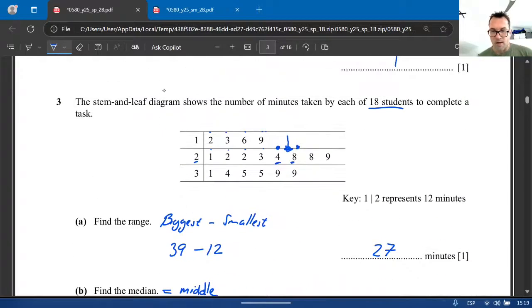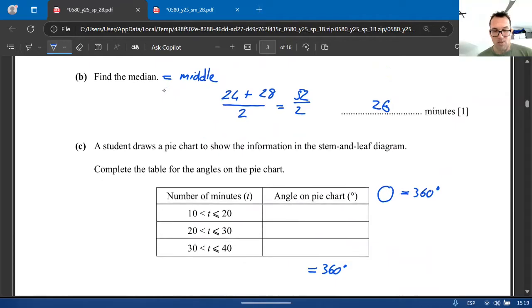So let's see. Remember, in total, there were 18 students. And 1, 2, 3, 4 of them did the task between 10 and 20 minutes. That is 4 people out of 18. Okay. But we need to make that an angle out of 360. That's all. We need to change the 4 over 18 to something out of 360.